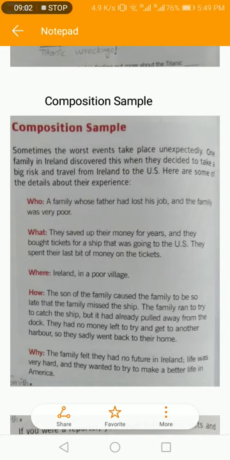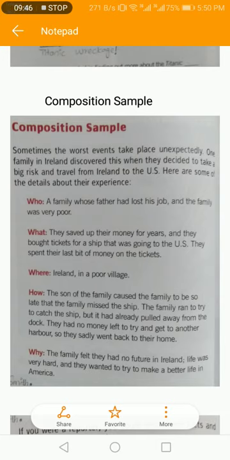Okay, what? Now the second question is what? They saved up their money for years and they bought tickets for a ship that was going to the US. They spent their last bit of money on the tickets. So now this is about their tickets and their money, that they saved for a year and bought tickets for a ship that was going to the US, and they spent their last bit of money on the tickets. So where? Ireland, in a poor village. So the family belongs to Ireland, in a poor village.